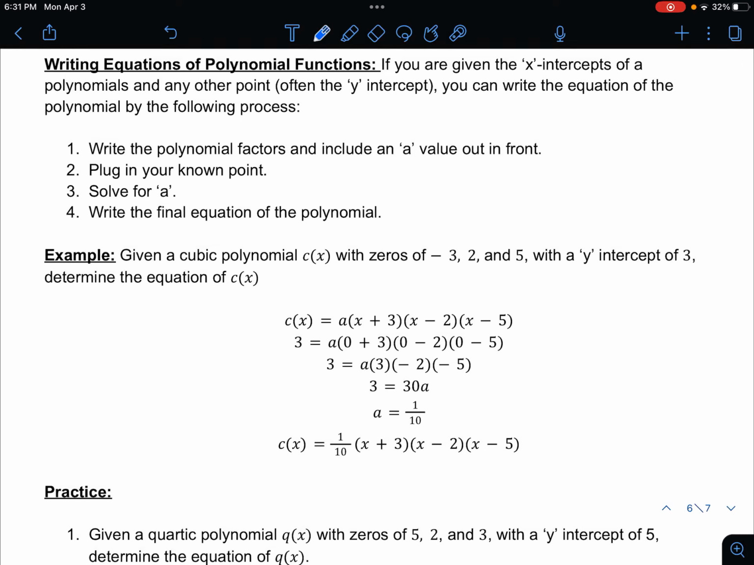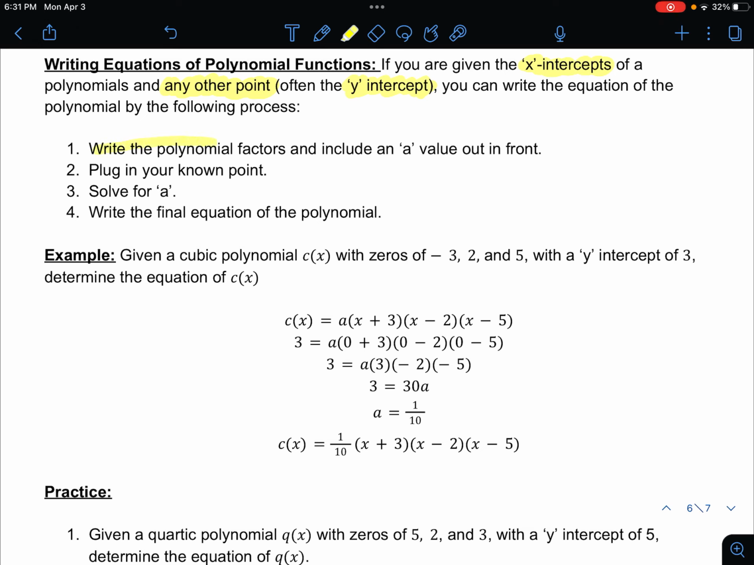Okay, we're going to finish this out by looking at how to write the equation of polynomial functions. In this case, you're going to have to be given the x-intercepts either from a graph or just in words. And you need at least one other point. So often you'll get the y-intercept because it's really nice and easy. But if it wasn't, you can use any point and plug it in.